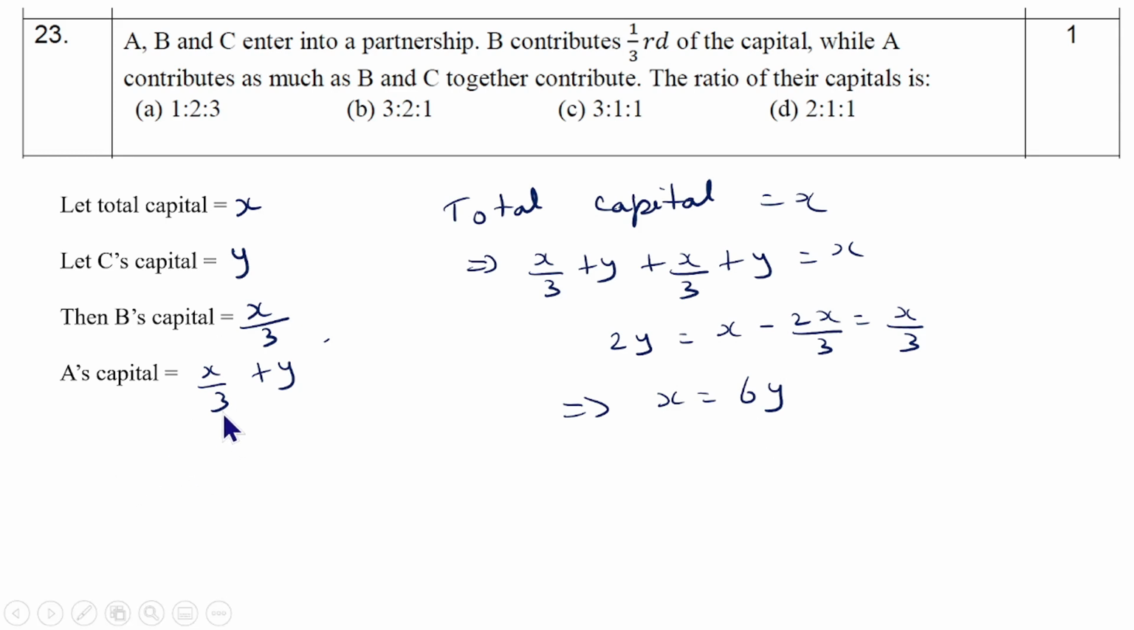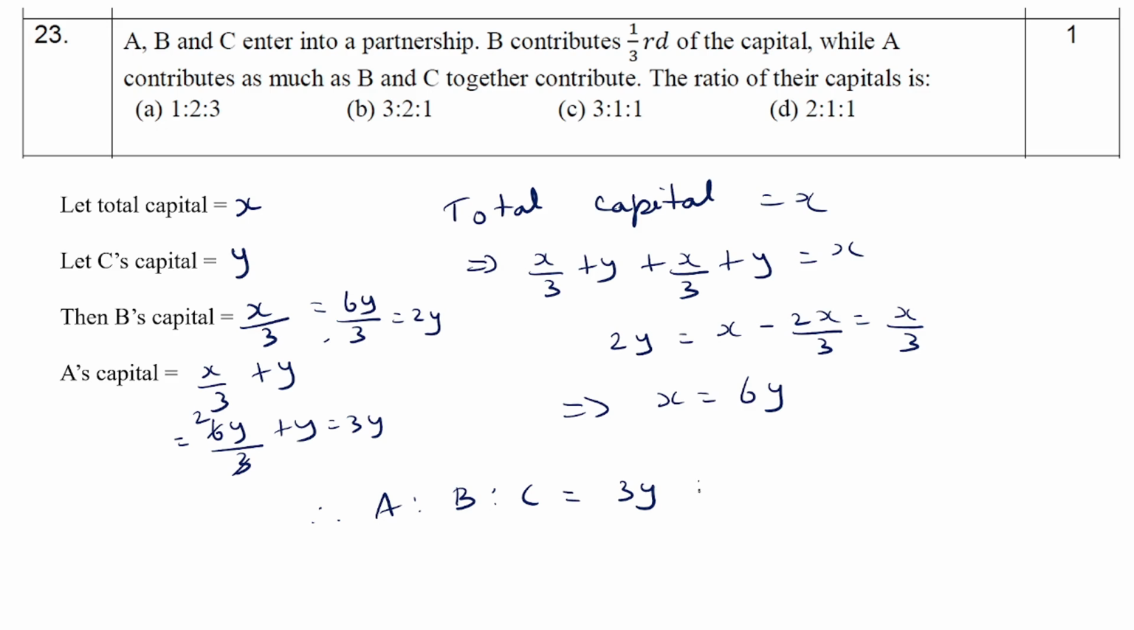So we get X is equal to 6Y, which means A's capital will be X by 3 plus Y, so it is equal to 6Y by 3 plus Y, which is equal to 3Y. Then B's capital is X by 3, which means 6Y by 3, equal to 2Y. Therefore, the ratio of their capitals A is to B is to C is equal to 3Y is to 2Y is to Y, or it is equal to 3 is to 2 is to 1. So the correct option is option B.